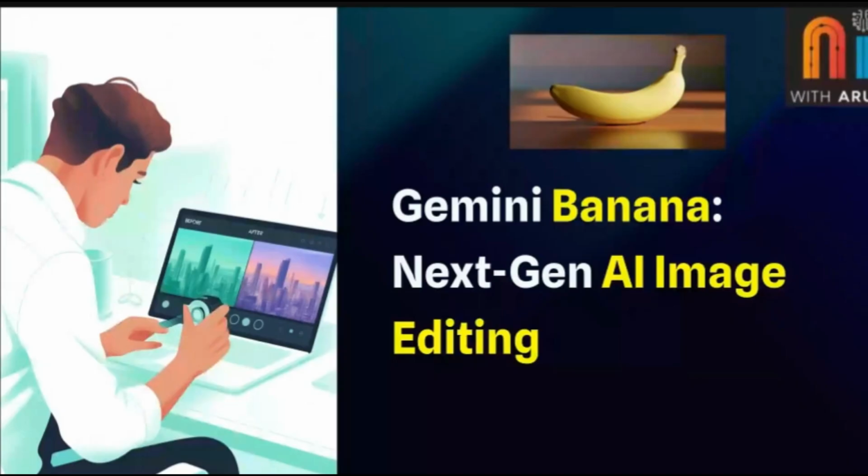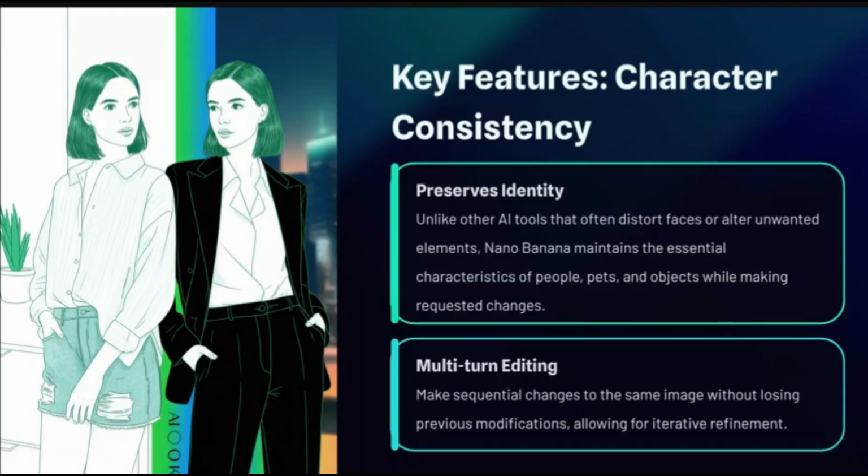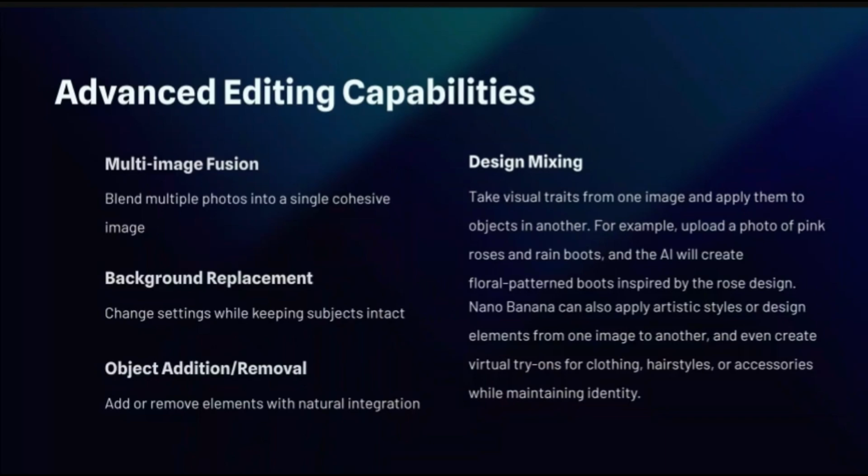In this episode, we're here to talk about Gemini Banana, which is a next gen AI image editing tool. Nano Banana is the next generation AI image editing tool, a new product from Google. Unlike other AI tools that can distort faces or alter unwanted elements, Nano Banana is designed to maintain the essential characteristics of people, pets, and objects while making requested changes. So it offers a wide range of powerful editing capabilities.